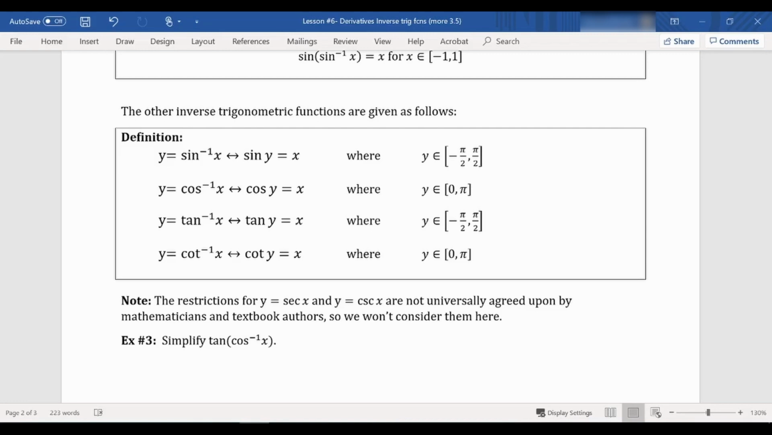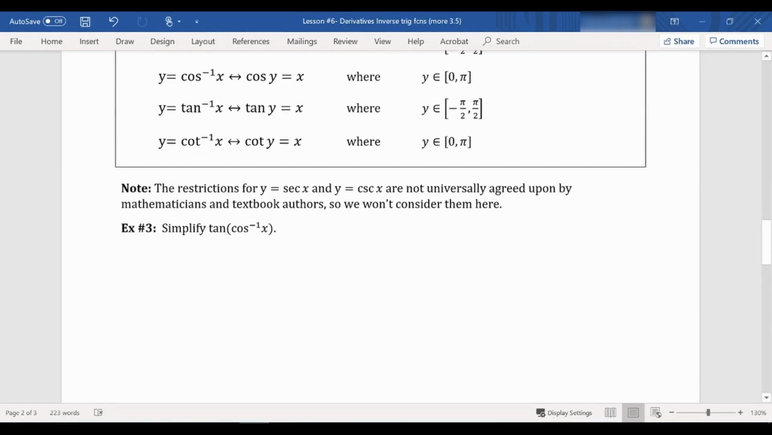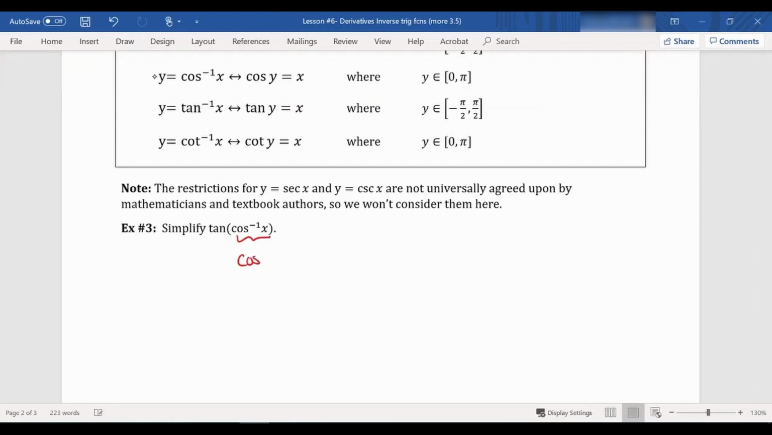Okay. So if I wanted to simplify tangent of cosine inverse of x, again, we know that this is going to equal some angle. If I say it equals y, then I can rearrange this to be cosine y equals x, right? If I do that, that means that y is my little angle in the corner. I know that cosine is adjacent over hypotenuse. So in this case, my adjacent is x. My hypotenuse must be 1.